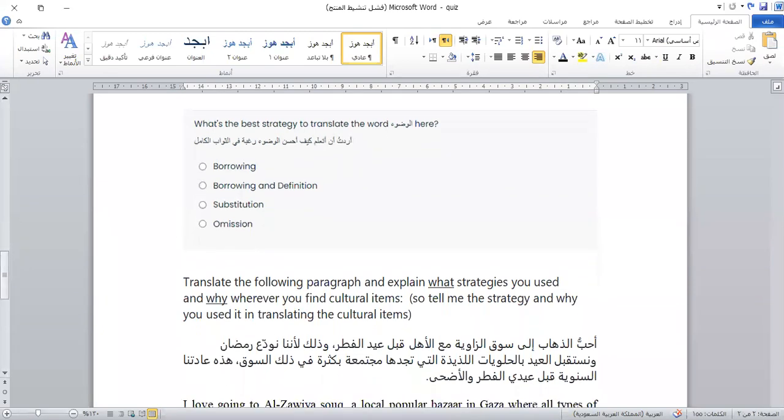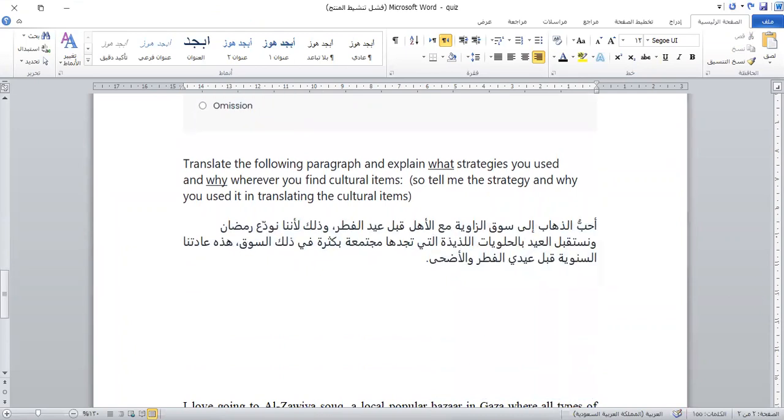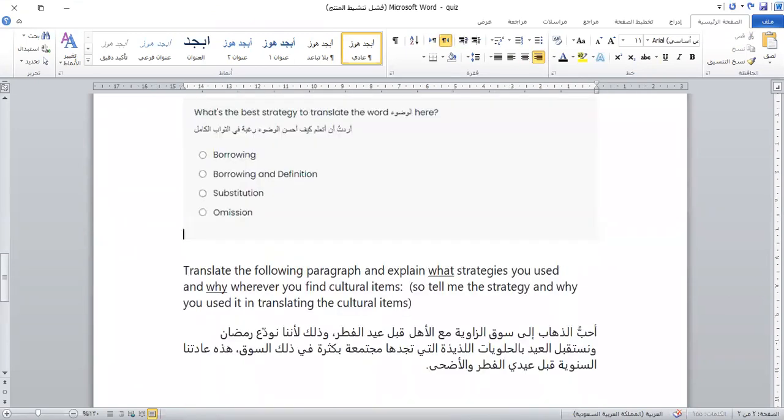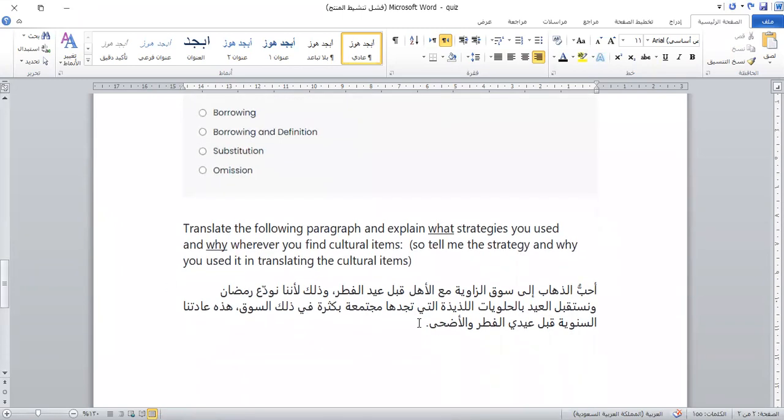Now, here, with this very, very short paragraph, it was longer than this, but then I thought maybe I should keep it smaller to see the time that you need to translate it. Now, I need to make some comments first before we begin.